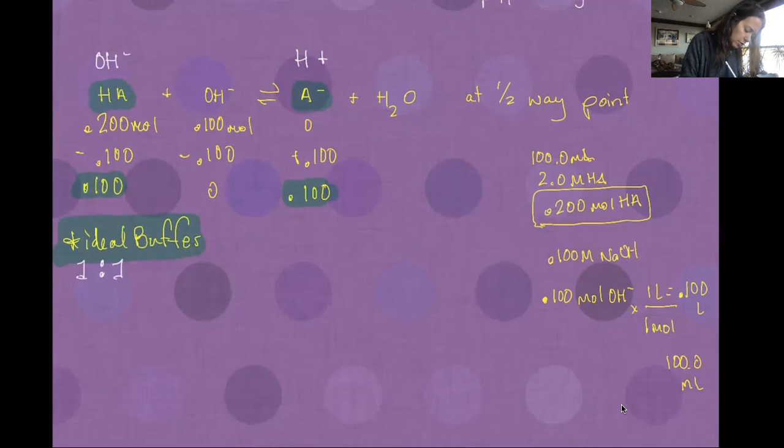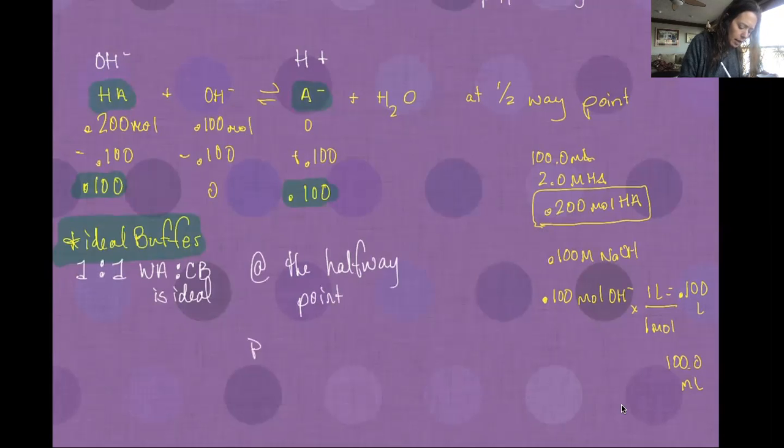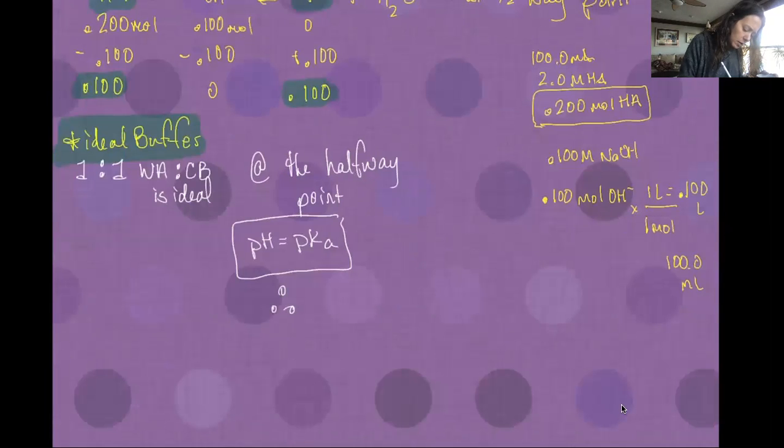A 1-to-1 ratio of weak acid to conjugate base is ideal. How do we get the pH at the halfway point? The pH is equal to the pKa. Therefore, pH equals negative log Ka. Boom.